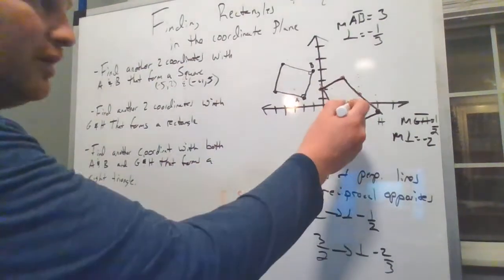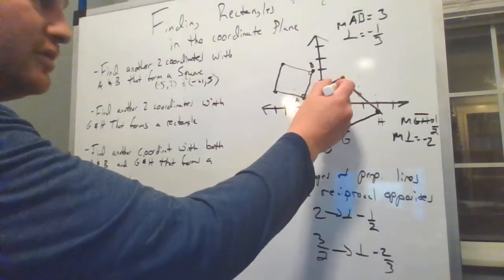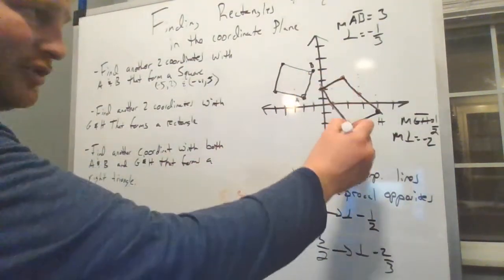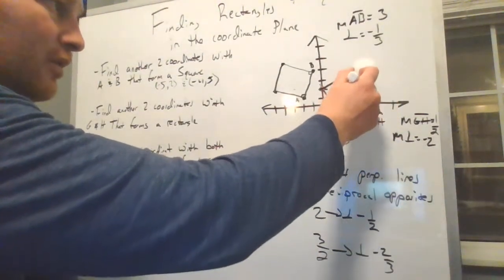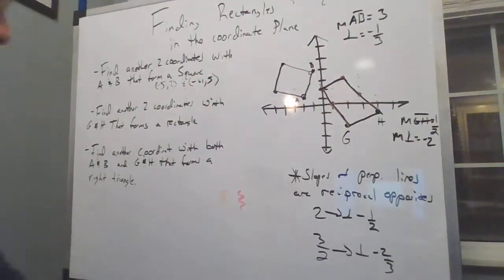Remember, I went up 1, 2, left 1, up 1, 2, left 1. That got that line extra long, so it resembles a rectangle. Same with this: 1, 2, left 1, 1, 2, left 1. Boom, that's definitely a rectangle.